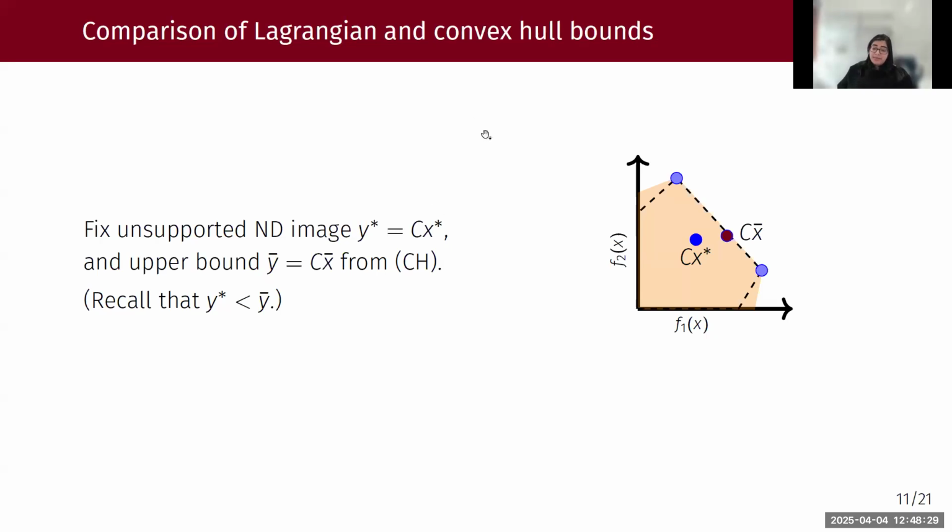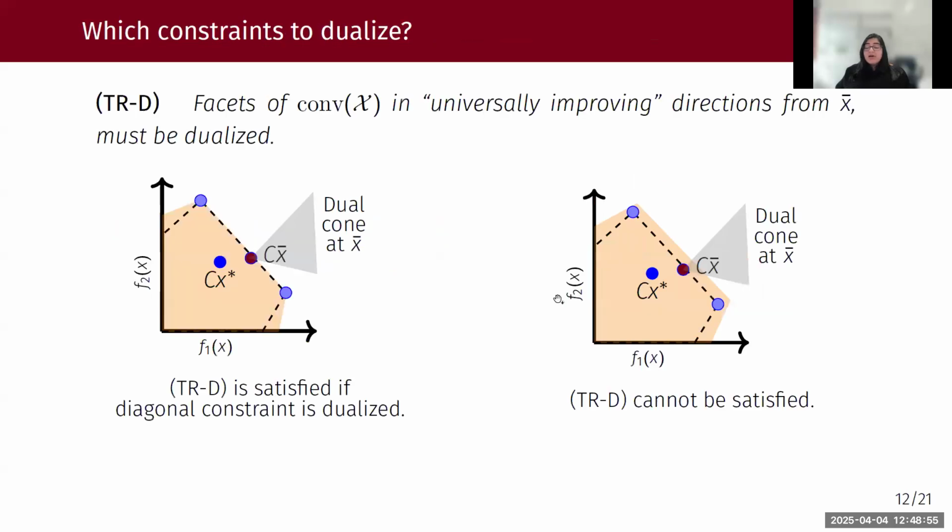So now let me focus on a single non-dominated image. And I have a whole host of upper bounds that this convex hull relaxation is providing. And we want to see, can we find something using a Lagrangian relaxation that is better than these bounds? Turns out we can under some conditions, and those conditions are about which constraints are dualized.